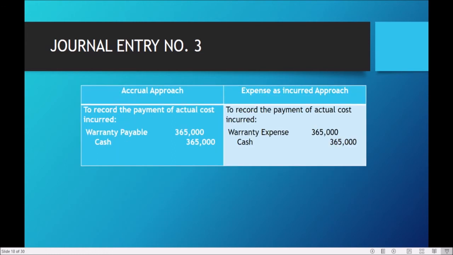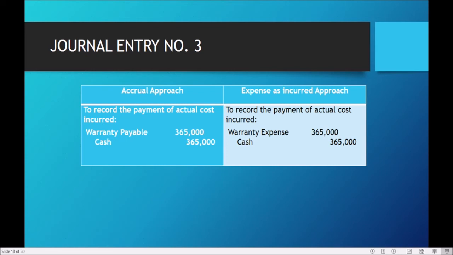Pangatlo, our third journal entry is to record the payment of actual cost incurred. Take note, nagbayad po tayo ng 365. In accrual approach, the 365 payment must be recorded against the warranty payable. That would be debit warranty payable of 365, then credit cash 365. Again, under accrual approach, if there is an actual payment of the warranty, the payment must be recorded against the liability account, which is the warranty payable. So that's why with debit warranty payable, binawasan na po natin yung warranty. Kasi from the estimate, nagbayad na po tayo ng 365,000.